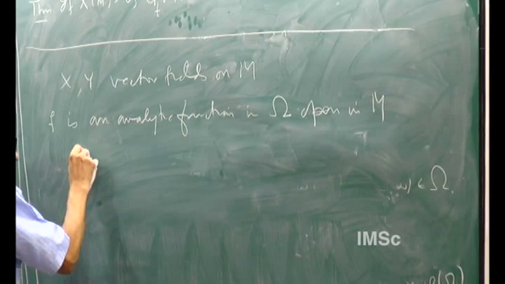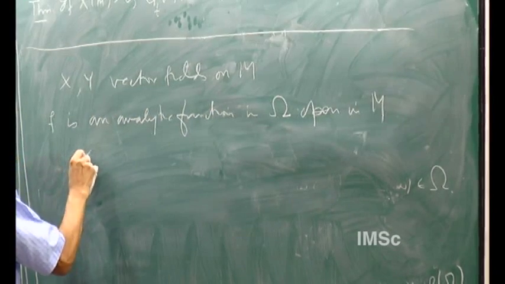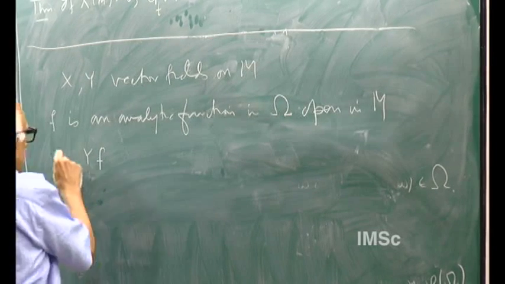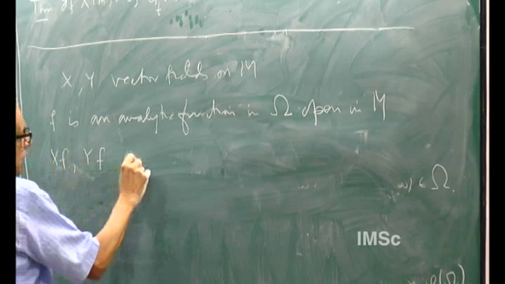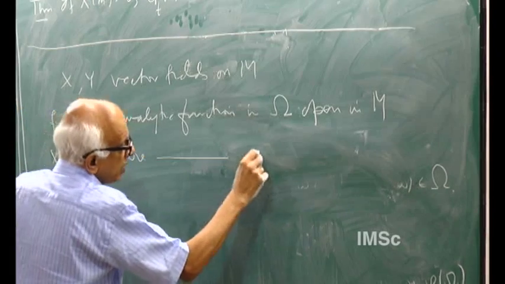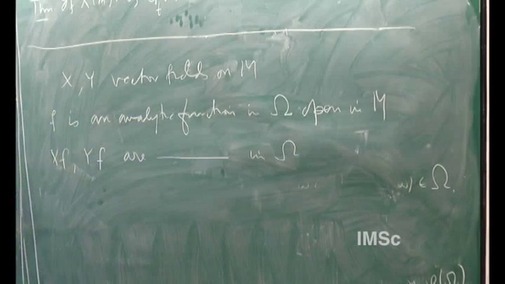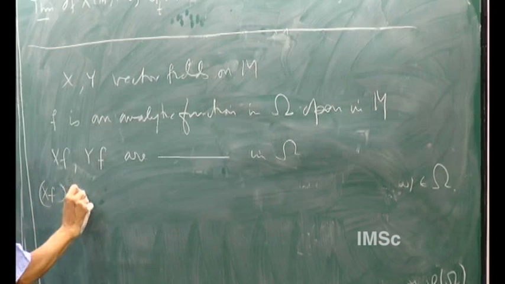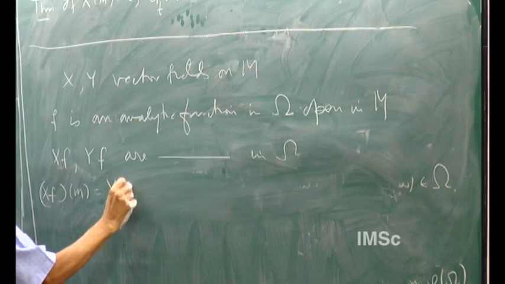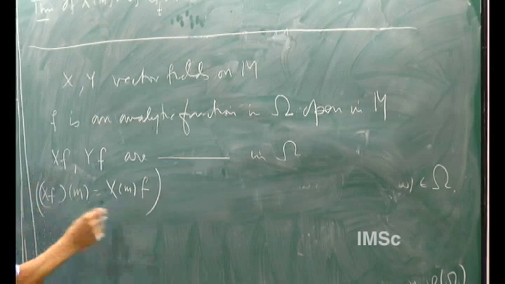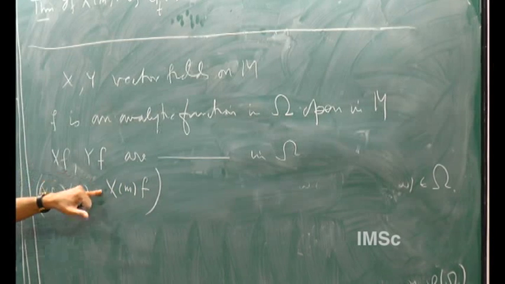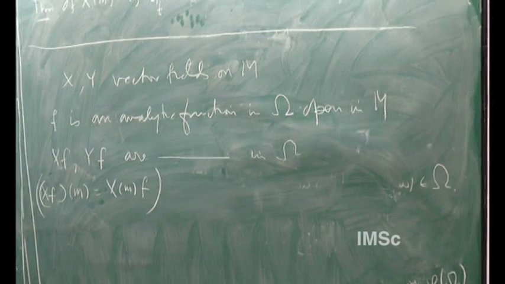Let's look at, I can apply y to f. So this is the analytic function again. xf, yf are analytic functions in omega. By this I mean xf at m, if you like, is xm at f. And similarly for y. So these are analytic functions now on the domain omega.